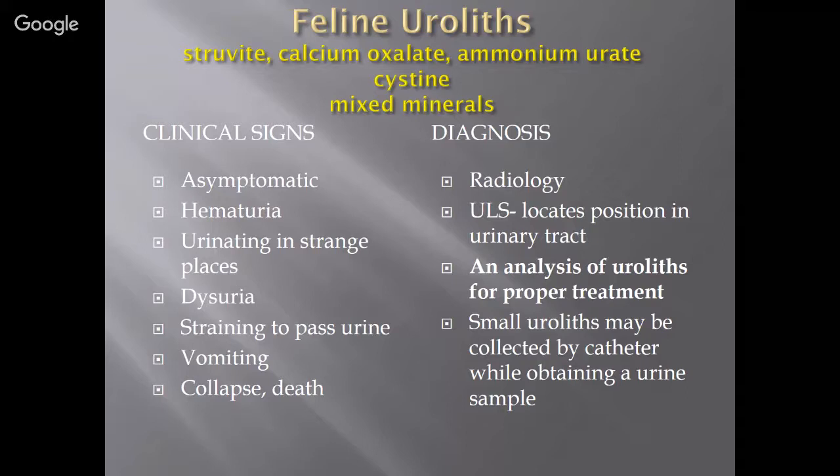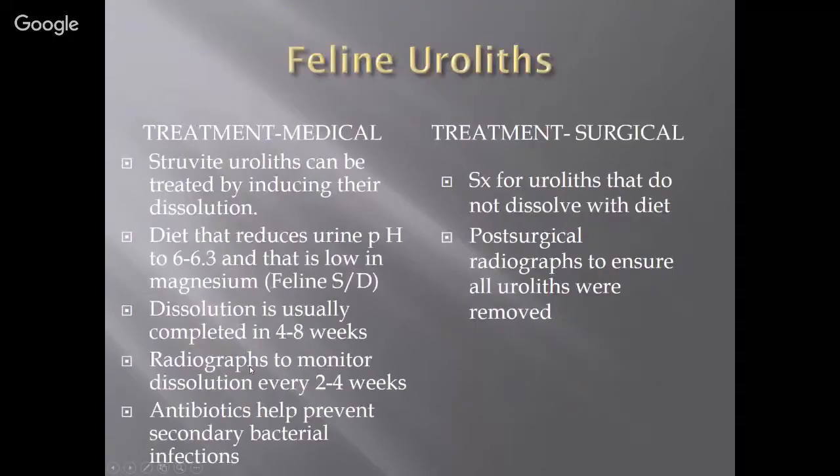Small uroliths could be collected by the catheter when we're obtaining a urine sample. So we want to look at the urine sample for that. Medical treatment. So these are treated differently. Calcium oxalate we find in urine with a pH that is more acidic, and struvite crystals we find in urine with a pH that's more basic.